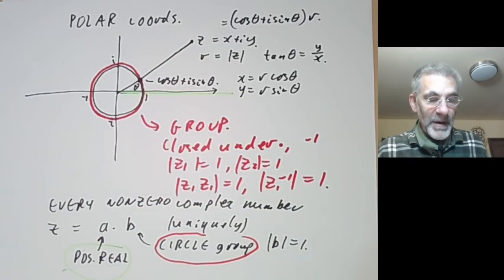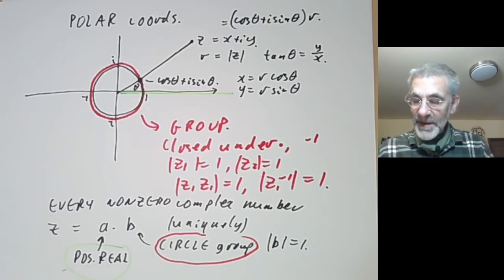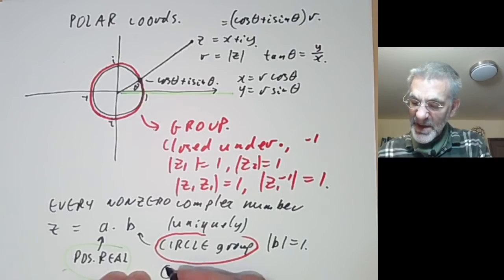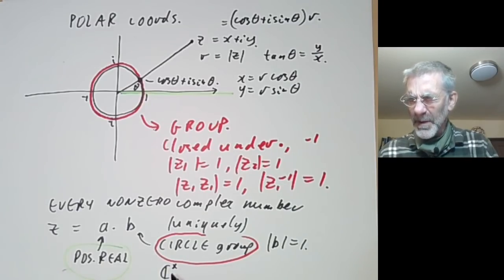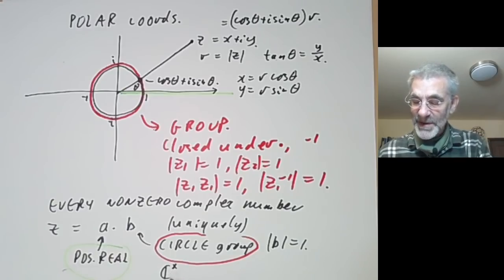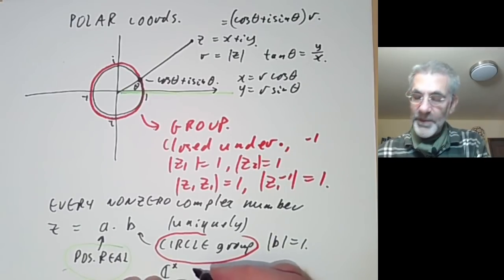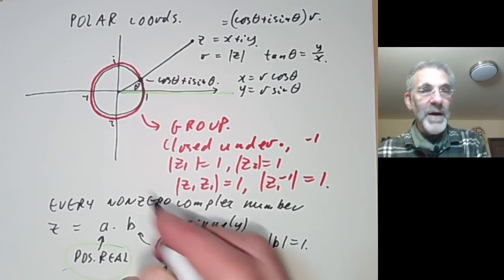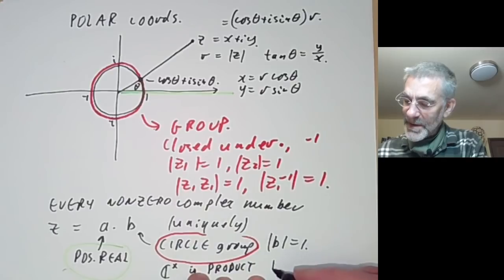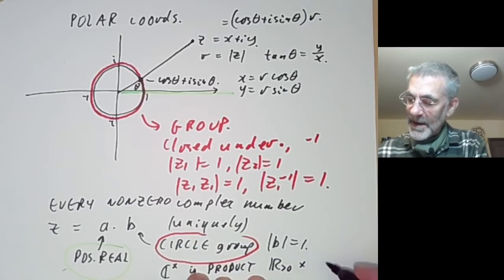So if you've done abstract algebra, you know another way of writing this is to say that the non-zero complex numbers, which we write as C times, that means you take the complex numbers under multiplication and throw away 0. So this is a product of these two groups. We can take the positive reals, and we take the product of this with the circle group.